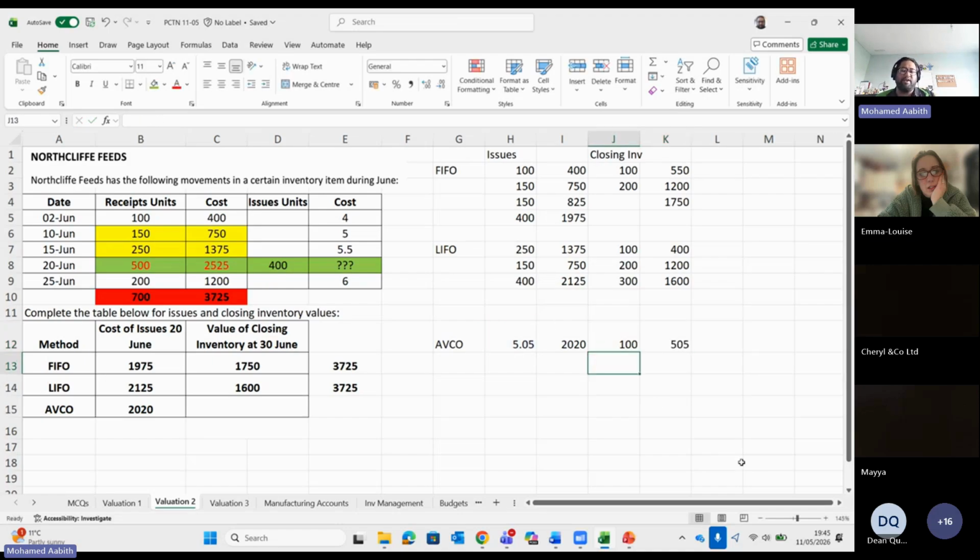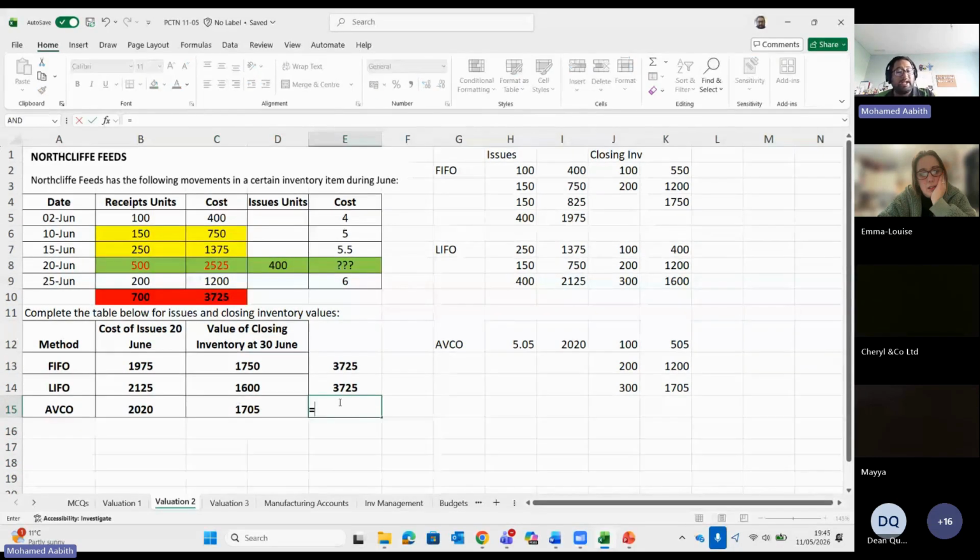So if you have 100 left over at that time, the value of that inventory will be that times the 100, which is 505. Also remember, we have the 200 which cost you 1,200. Make sure you do not forget that bit there. So let's add them on. It gives you 1,705 pounds. Now, can you see here, did I lose any value? So here, this plus that gives you 3,725 pounds.